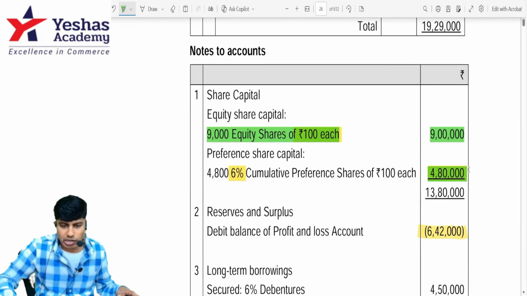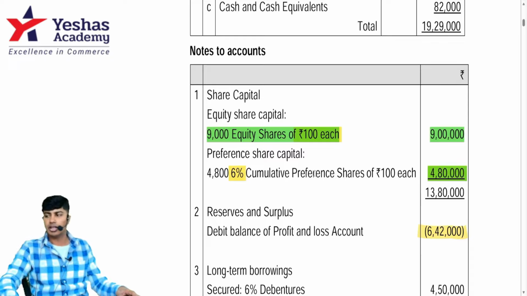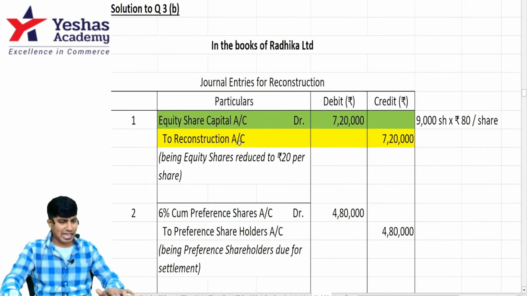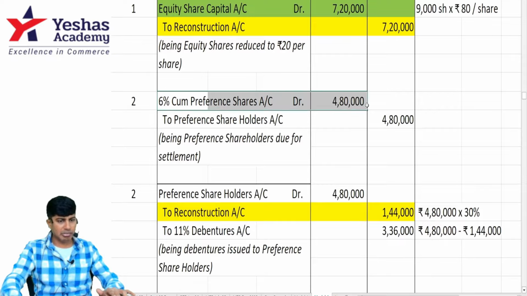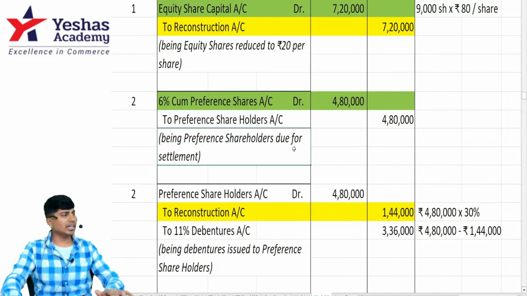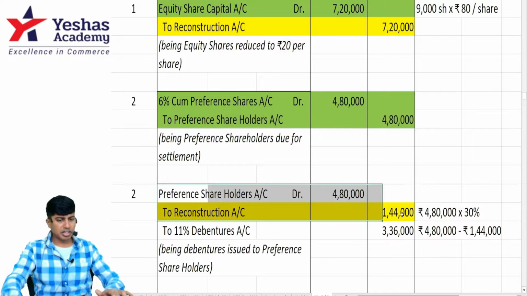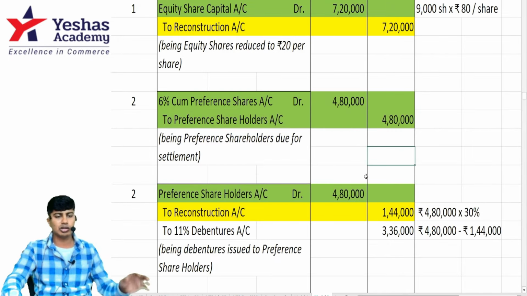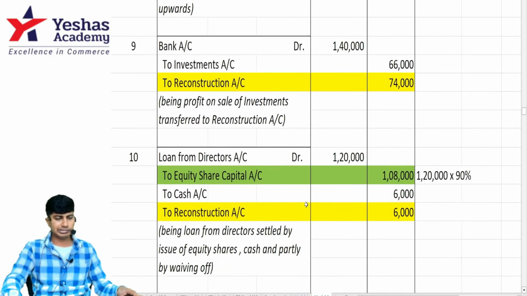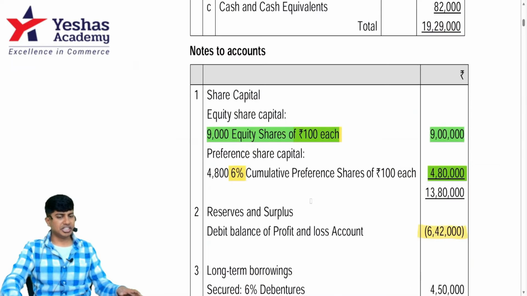4 lakh 80 in the calculator, everyone. Did you take 4 lakh 80 in the calculator? Come on, journal entries. You have 4 lakh 80 here, 4 lakh 80 here. Gone. Here preference shareholder credit, preference shareholder debit. That's also gone. Nowhere else you have preference share capital. So only equity share capital is there.